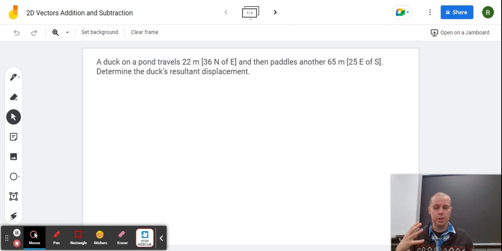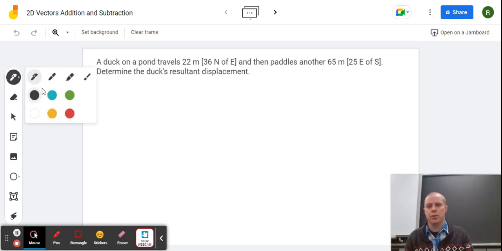The other way to solve it is with components, and that's the main way we do it in physics. Any way you choose to solve it is going to be correct, whether you choose to do trig or whether you choose to do components. But I'm going to demo this in components because that's something you might not be as familiar with. Okay, so let's take a look at our problem here.